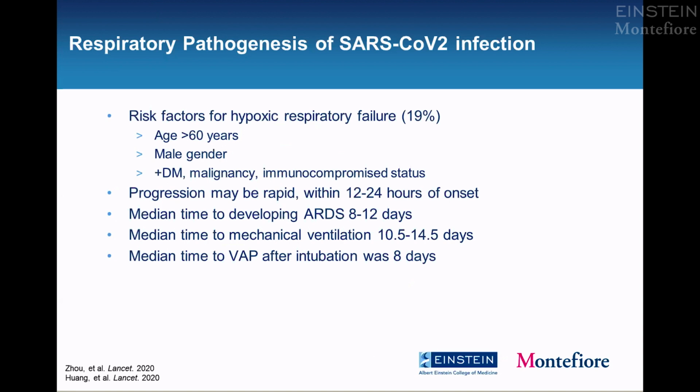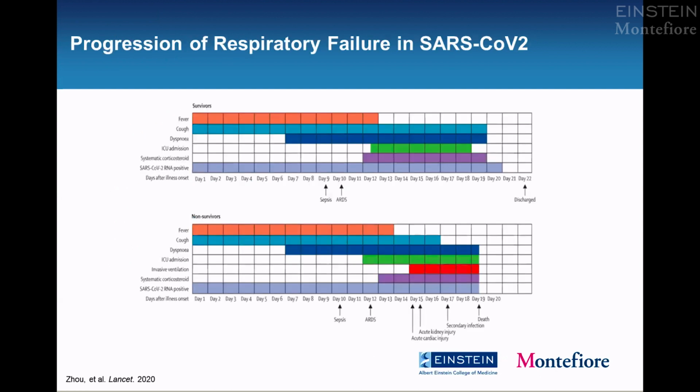The median time from the point of infection to developing ARDS is around 8 to 12 days. The time to mechanical ventilation parallels that. It's around 10 to 14 days. And upon intubation, we know that the median time to developing a ventilator-associated pneumonia is around 8 days. And as I mentioned earlier, it seems like these patients are predisposed to secondary bacterial infections due to the mechanism of infection.